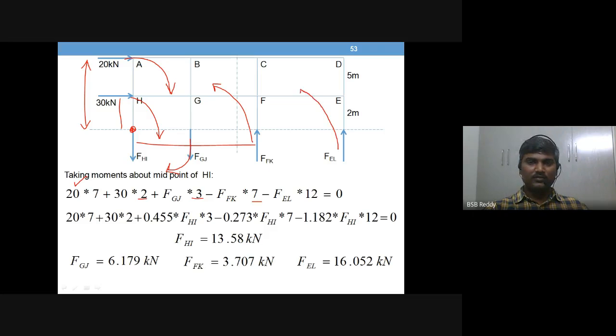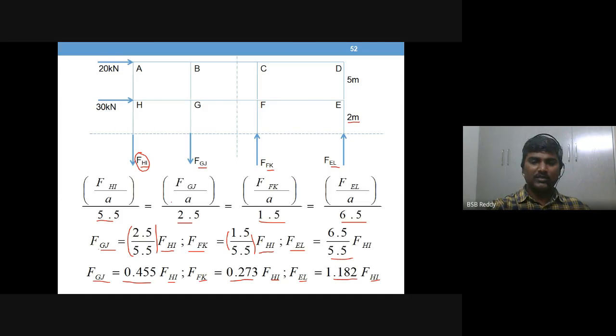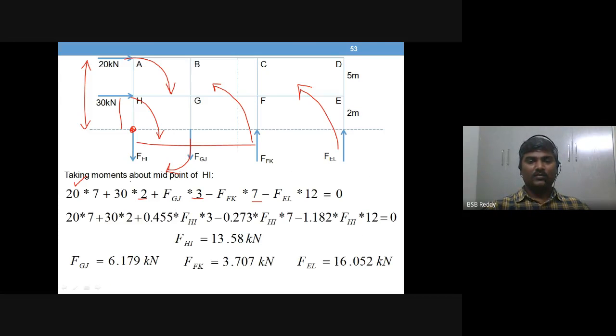Similarly, this one is also anti-clockwise. So minus, both are up. These two are opposite in nature. You see, moment from 20 clockwise, moment from 30 clockwise, moment from GJ clockwise. So these two are anti-clockwise. So minus. Now you have the relation between GJ to HI. Substitute that. What is FGJ?